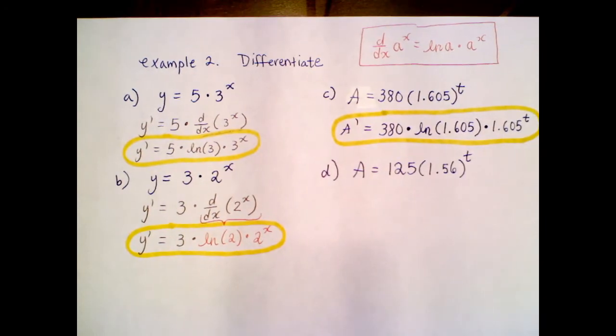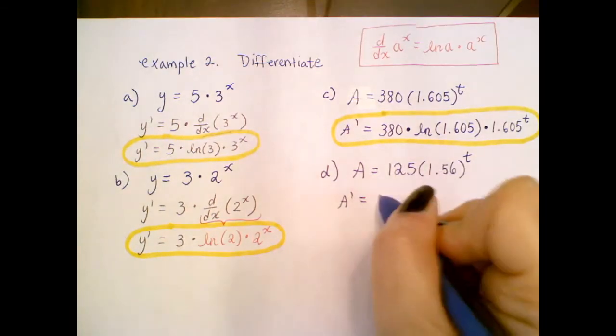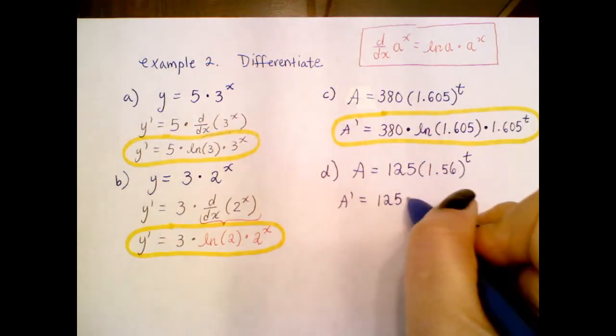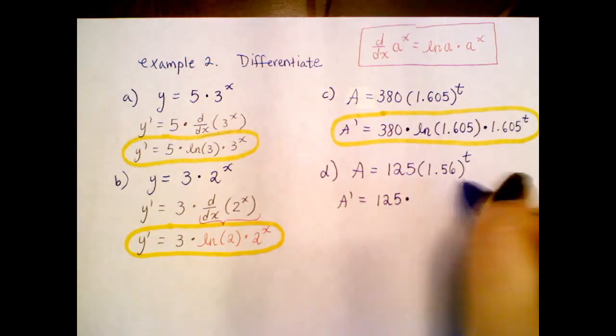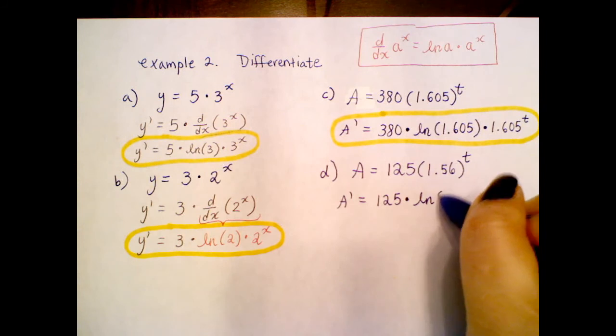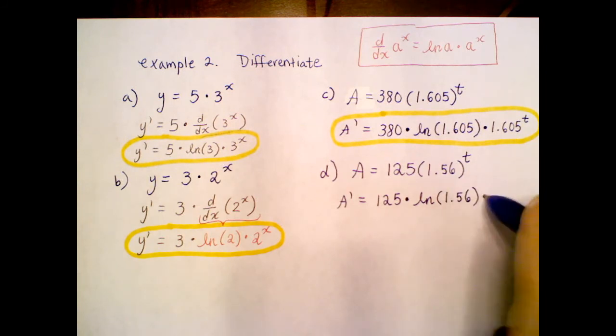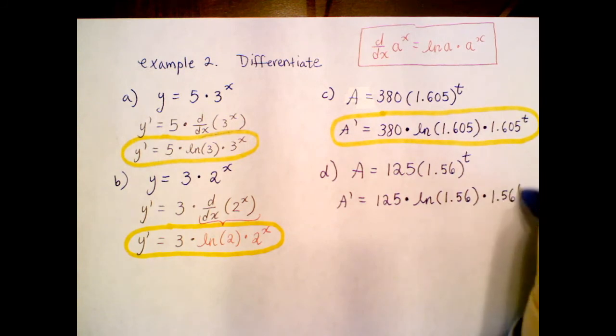And the very last one. A prime is equal to, the 125 stays, 125 times, what's the middle term? Or middle, what are we multiplying to that? Natural log of 1.56. And lastly, multiply by 1.56 to the tth power.